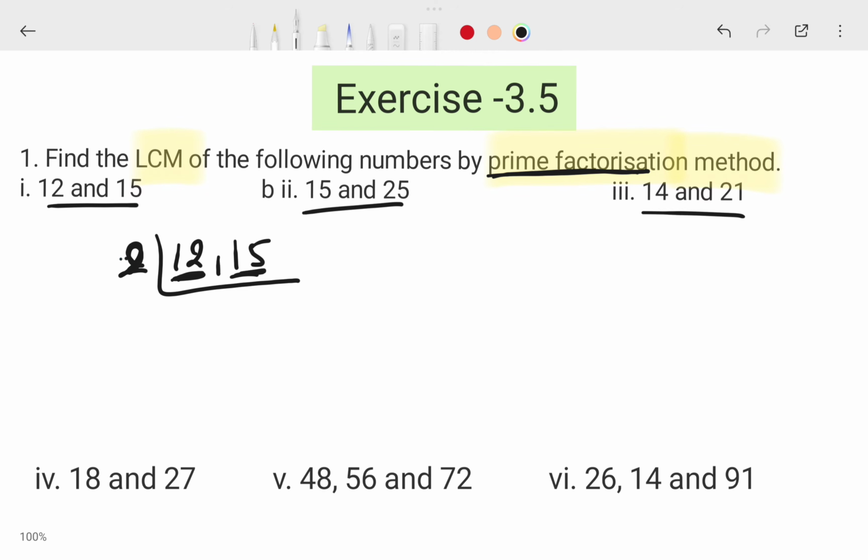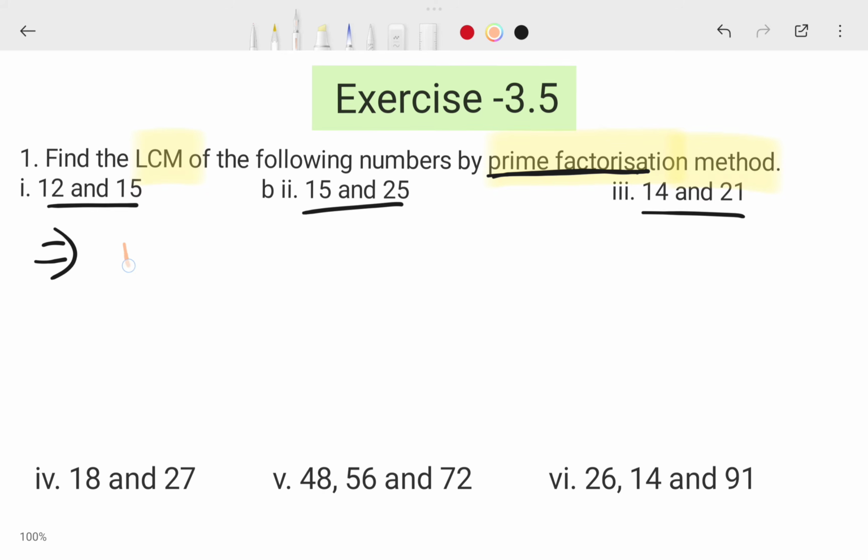Now if you divide with 3, then you have to divide 12 by 3, and 15 also by 3. Do you understand what I'm telling? If you choose any number here, you have to divide all the numbers by that number wherever possible. Let me show you how you can do this. First learn the method, then I will tell you the answer.